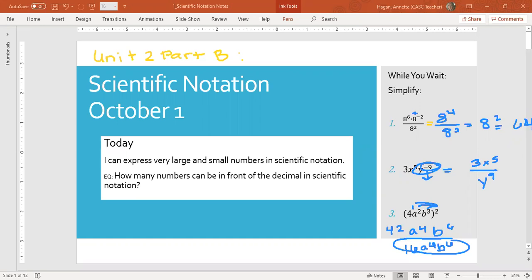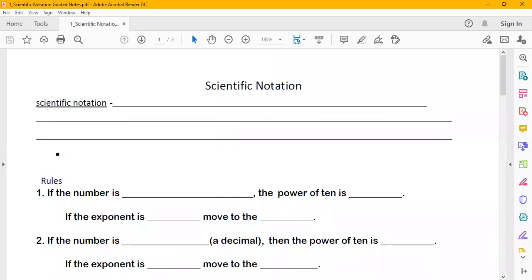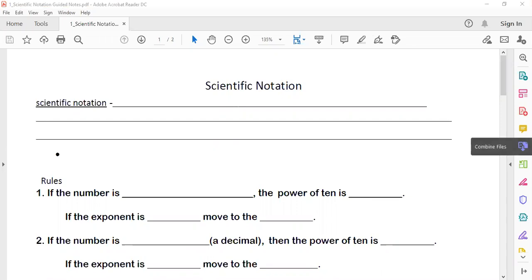So I'm going to switch to the guided notes so you can see that. This is what they look like. Everyone see their guided notes? And what we're going to do is we're going to fill these in together. And we're going to start with some vocab. You guys know I love vocabulary. It says, what is scientific notation? So what is scientific notation?